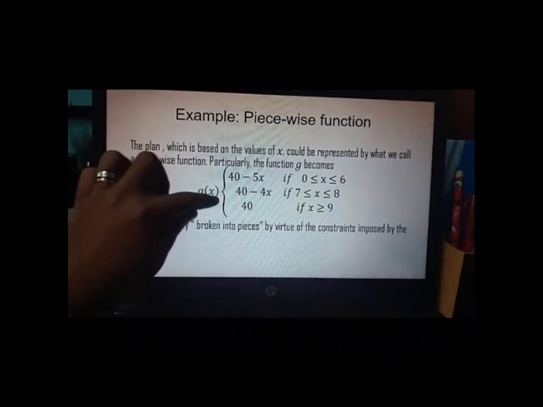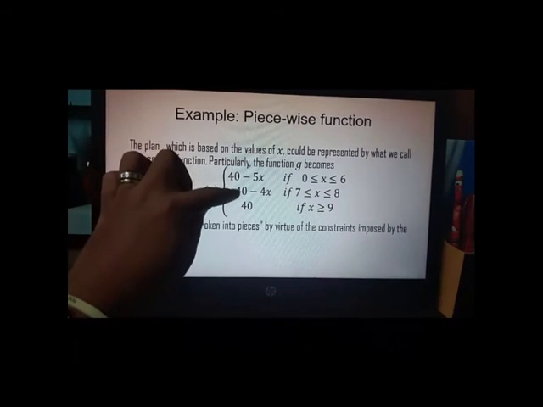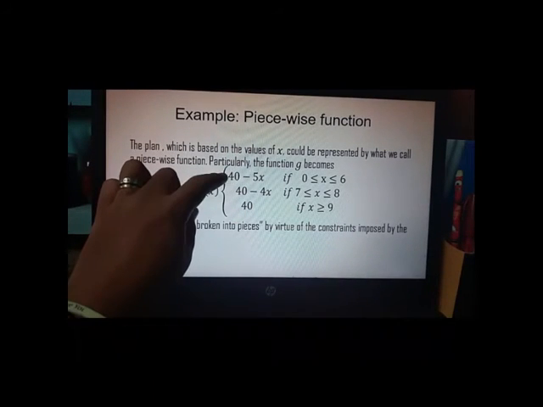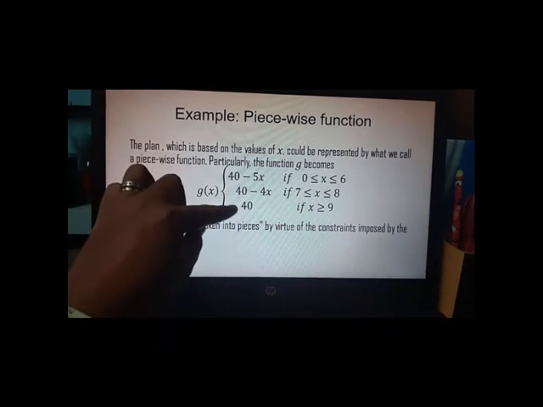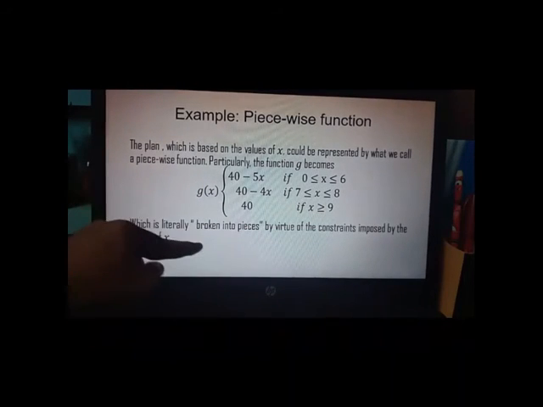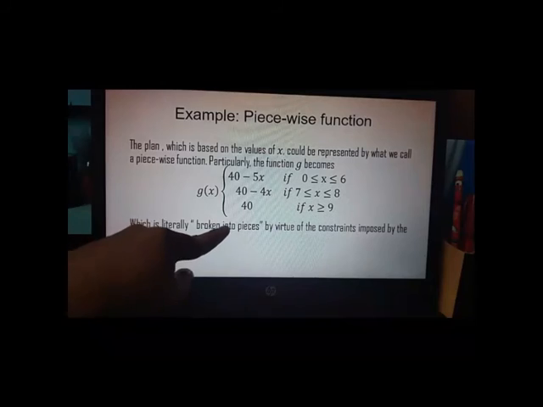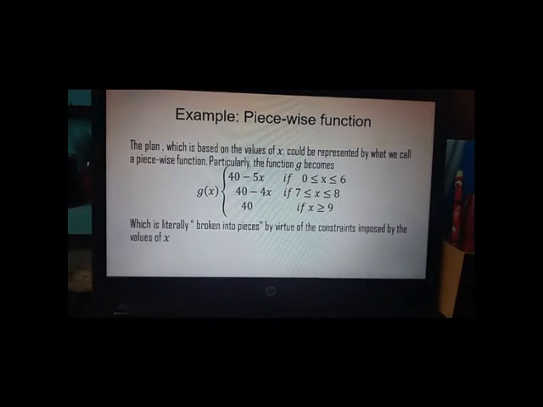So our function has multiple formulas depending on the number of conditions. So we can have this one as the first condition, second condition, and third condition, because the function is broken into pieces by virtue of the constraints imposed by the values of x.